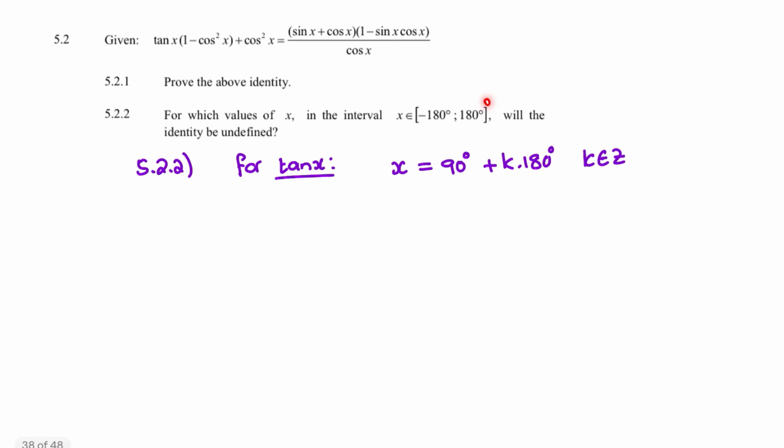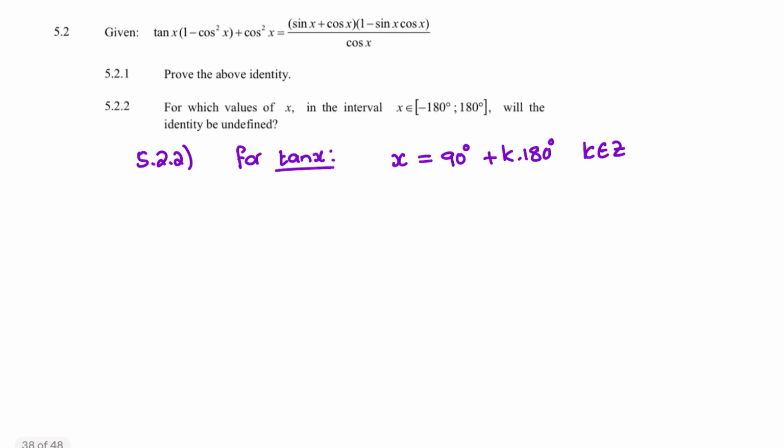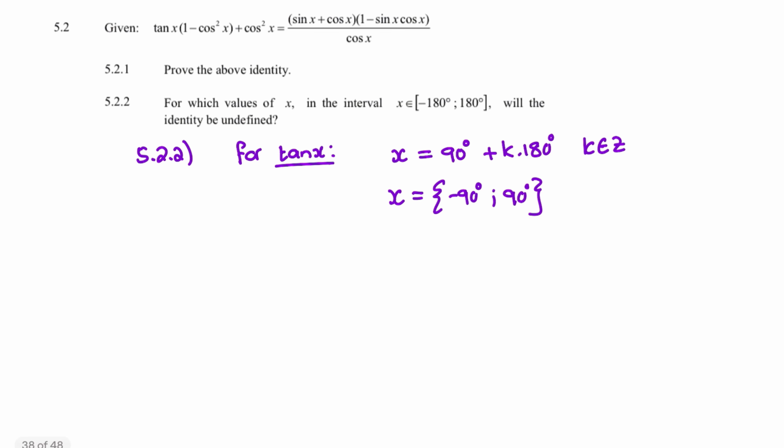But there is a restriction here. So I need to choose values of x between negative 180 degrees and 180 degrees. So for tan x, that will be at negative 90 degrees and 90 degrees. So all that I'm doing is I'm substituting k with negative 1, and that becomes negative 90 degrees. Then I'm substituting k with 0, and that becomes 90 degrees. And if I substitute k with 1, it is 270 degrees, but that's outside of that range.